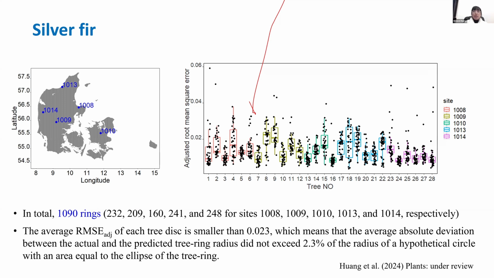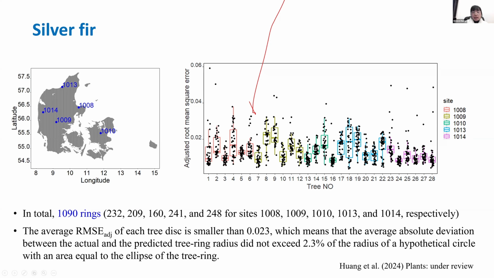Then we thought about whether we could work on more discs to see whether they have common singularities and a common trend. So we started to work on silver fir, taking one species out. Here, we worked on 1,090 rings from 5 different sites, because we also want to see whether there are site differences in the tree ring shapes. These 5 sites are a common garden experiment.